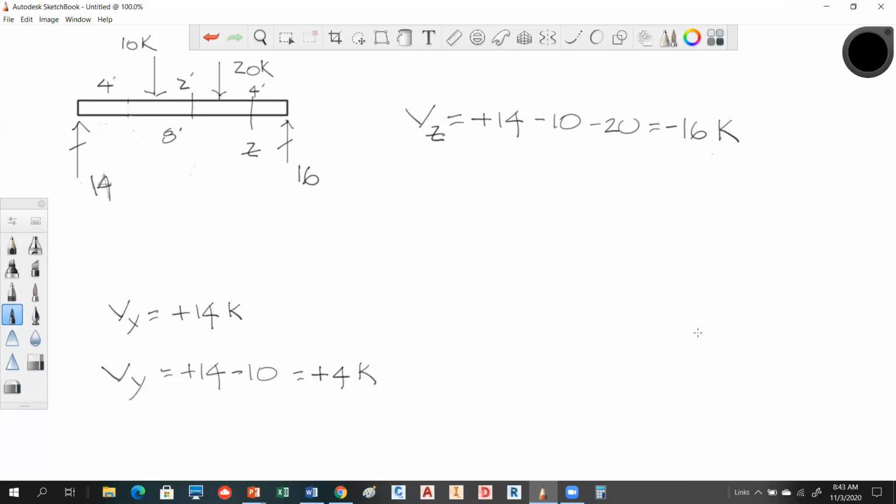All right, so let's ramp this up just a little. What we're going to do is now take a look at a uniformly distributed load. So give me a sec.